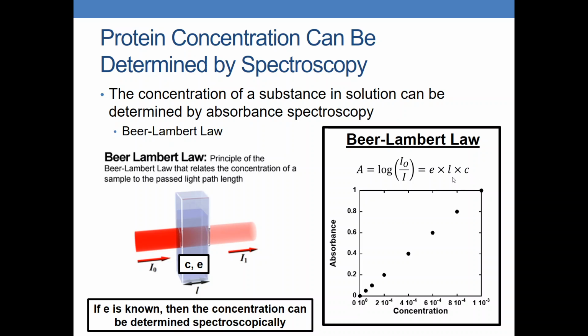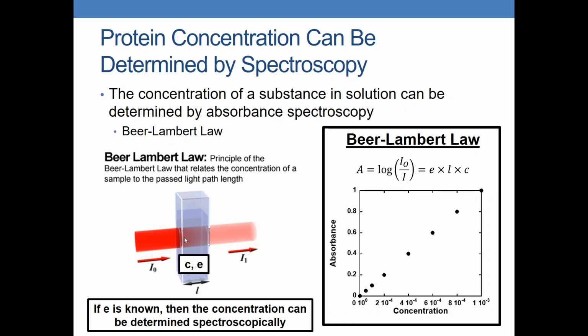So in the Beer-Lambert law, the next term that we're interested in is the path length, L. This is a fixed parameter. All it really is is a distance term. If you look at a cuvette, light enters the cuvette and has to travel some distance before leaving the cuvette.